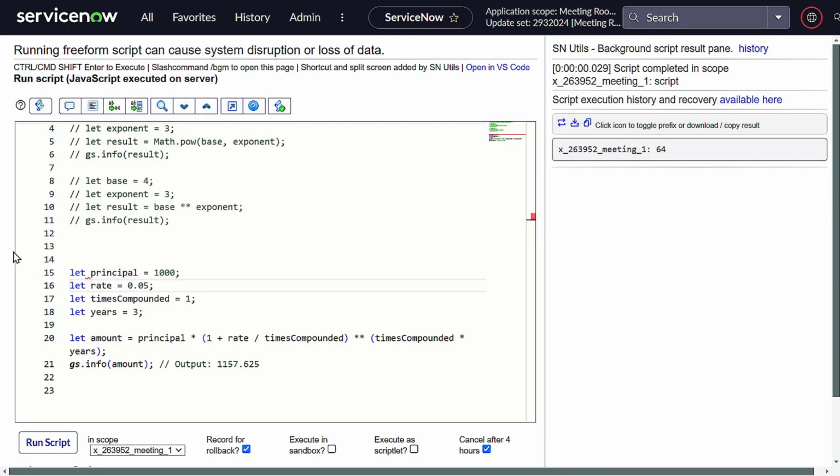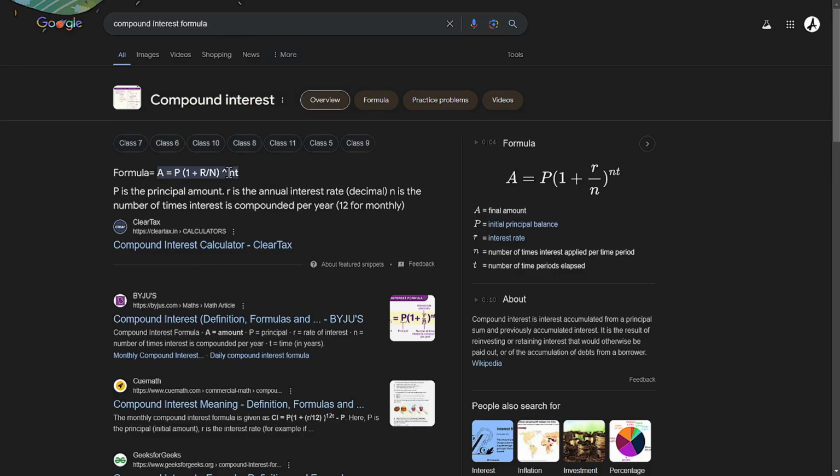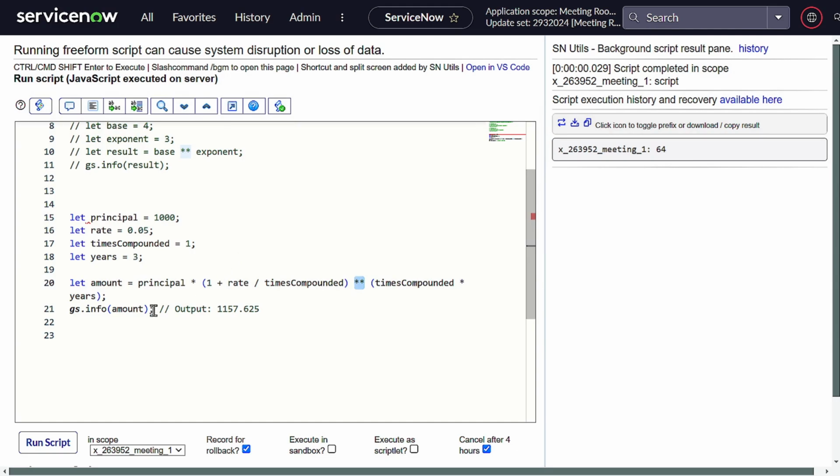So how can we write this using the exponential operator? Let amount equal principal multiplied by 1 plus rate by times compounded, and for the exponent we have just added the double asterisk. So over here, in this particular part, instead of using Math.pow, we have just replaced it with the double asterisk. Perfect, right? And if we run this out, perfect, we got the answer. So in this way, we can make it simpler. It's making the code pretty simple, using just the double asterisk wherever you want to do a square, cube, or any power.